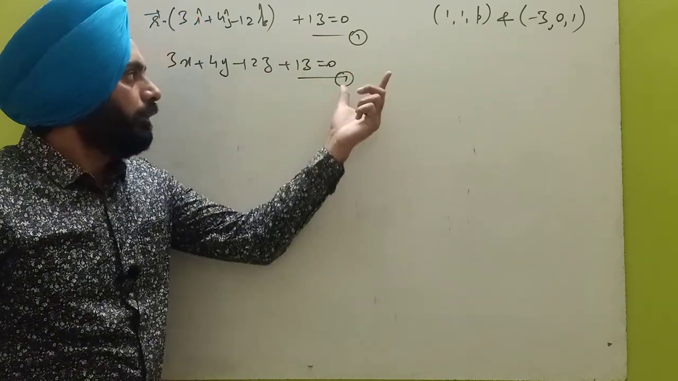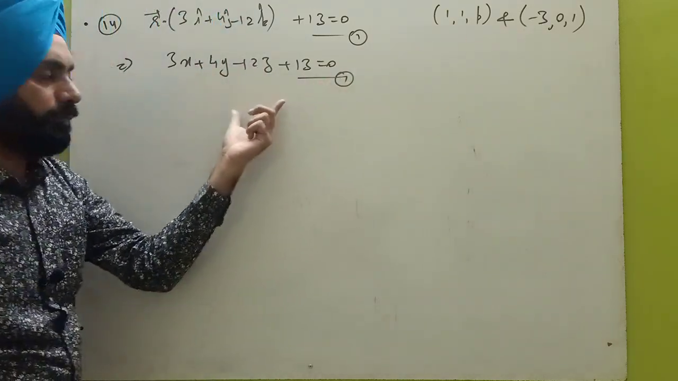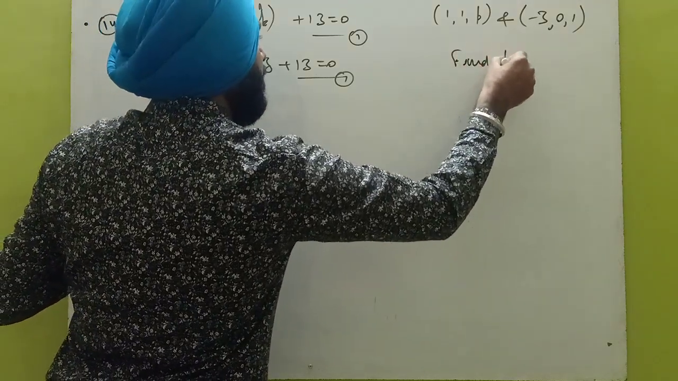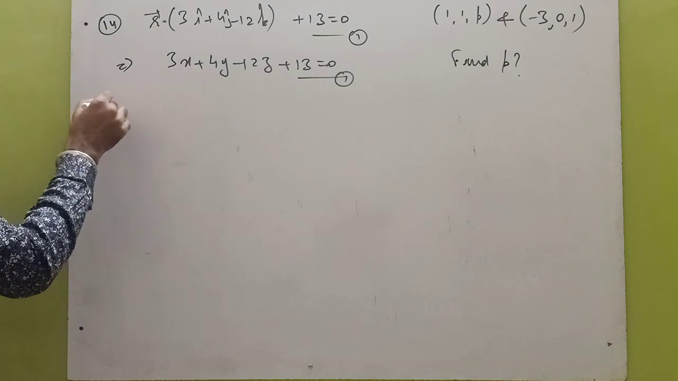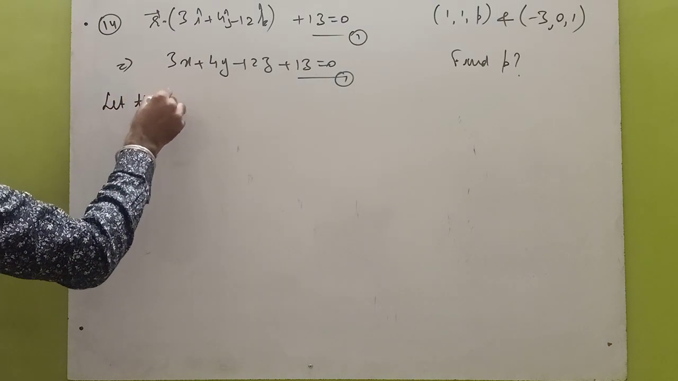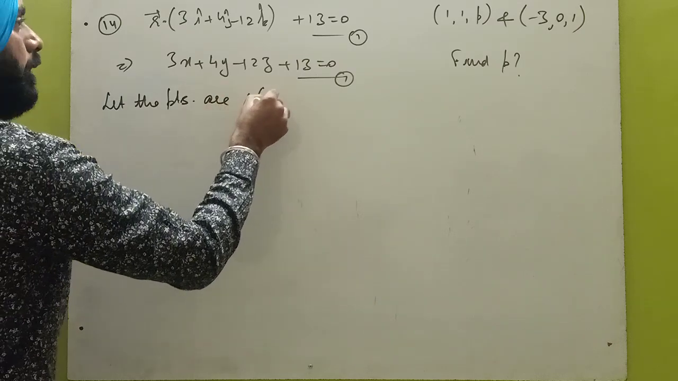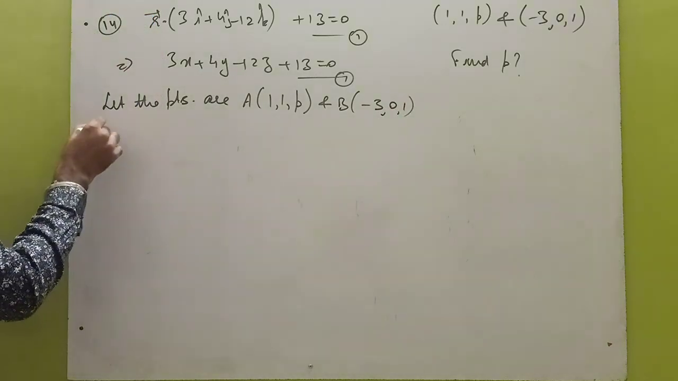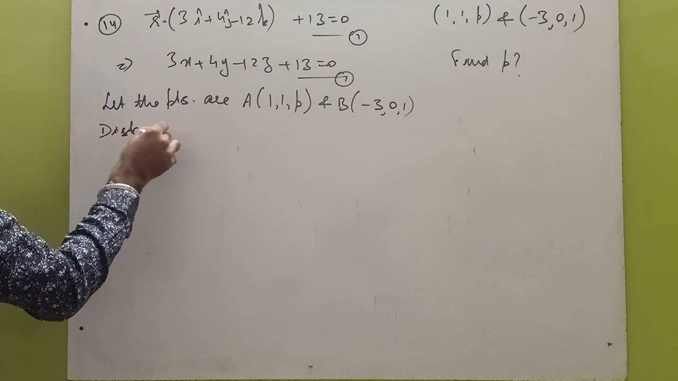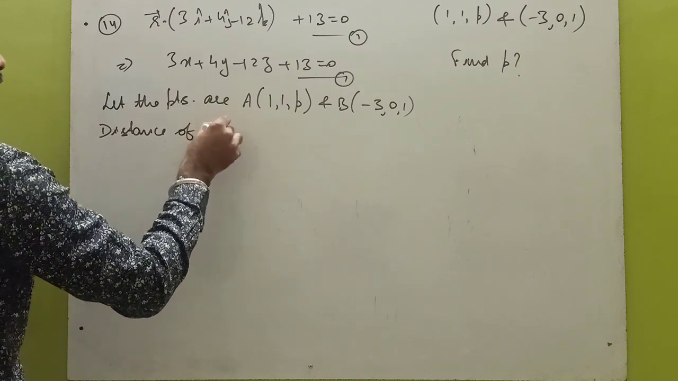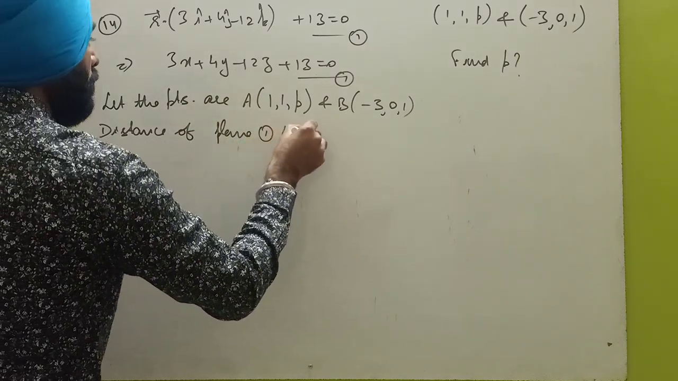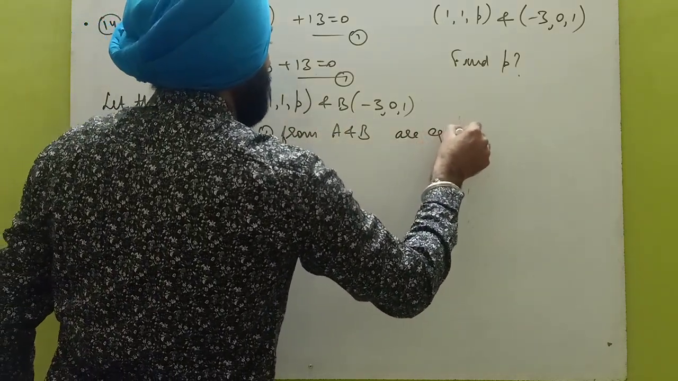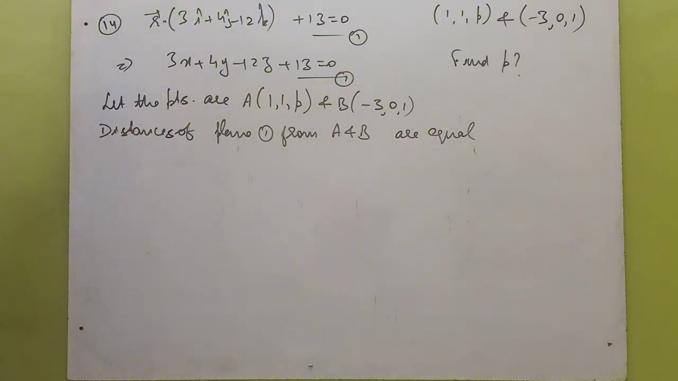Now given is that the distances of these 2 points from this plane are equal. Then we have to find the value of P. Points are equidistant from this plane. So let the points be A(1, 1, P) and B(minus 3, 0, 1). Distances of plane 1 from A and B are equal.